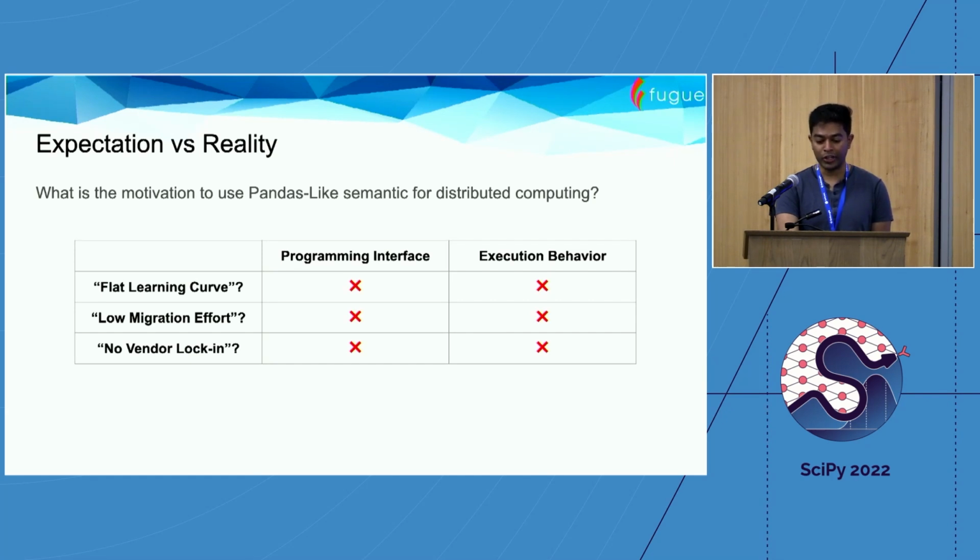That also introduces vendor lock-in. This is true not just in the programming interface, but also in terms of execution behavior, as we saw from the benchmarks. So broadly, it's not necessarily the case that using a Pandas-like interface is low effort or low migration.